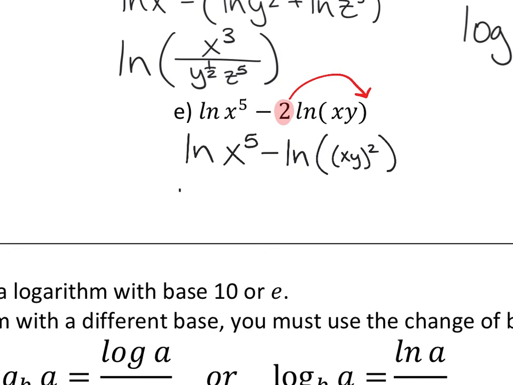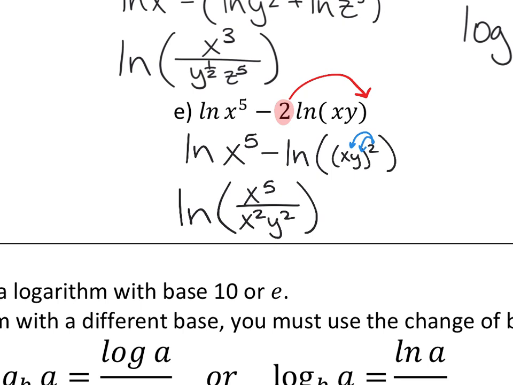So I would condense it. X to the 5th on top, x squared, y squared on bottom. Why are they both now squared? I'm distributing, air quotes distributing. It's not really distributing, but it looks like it. This 2 to both pieces inside that parentheses. That's the power to a power rule of exponents.